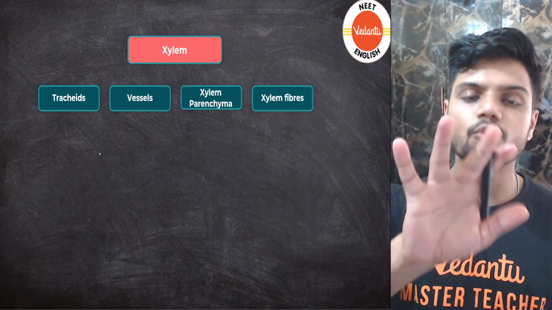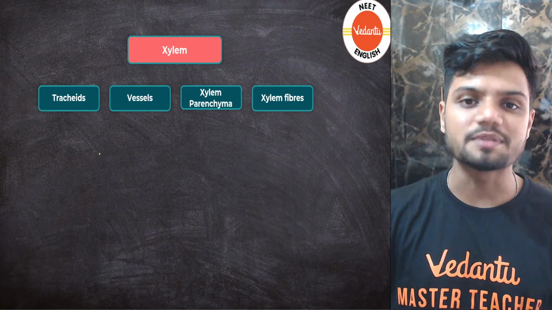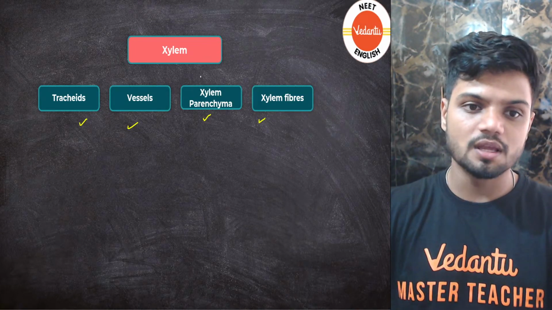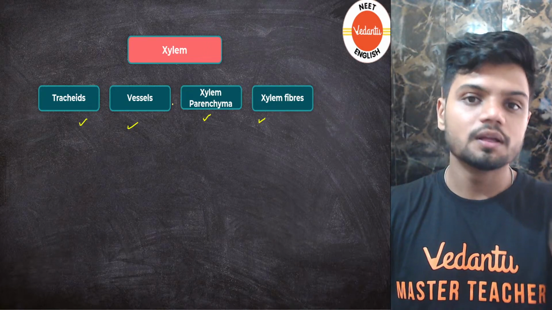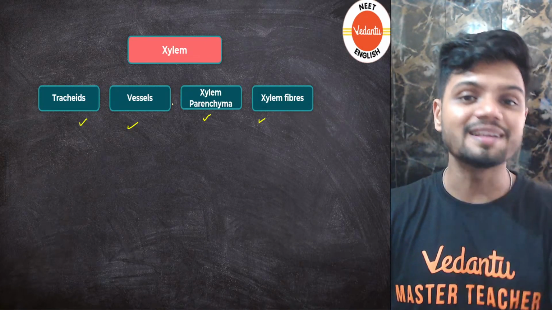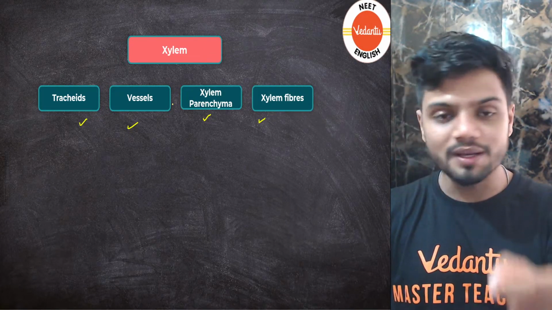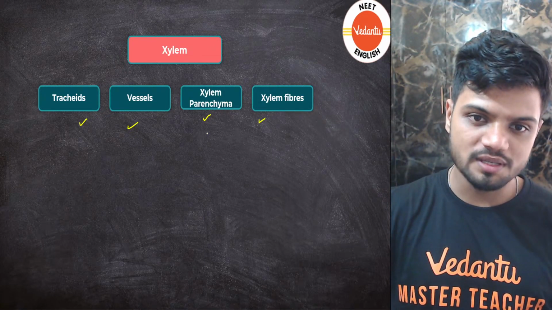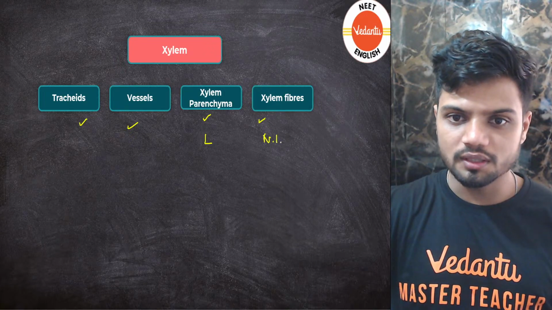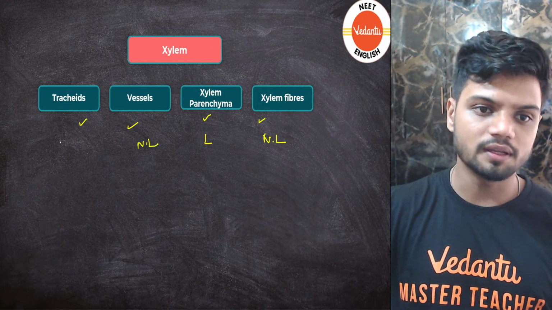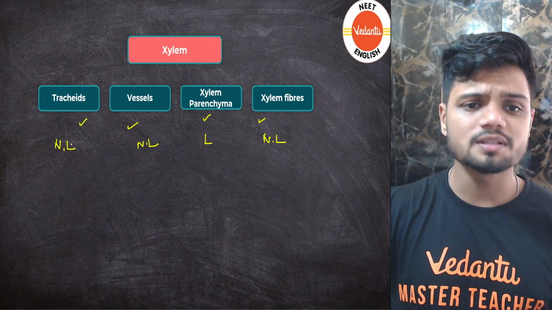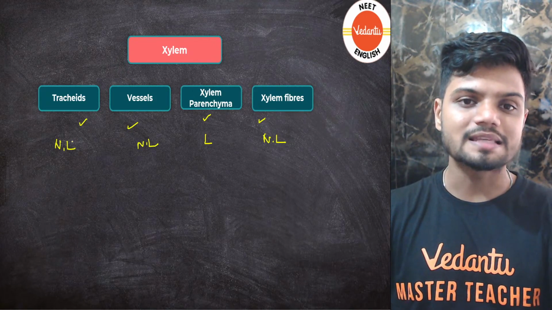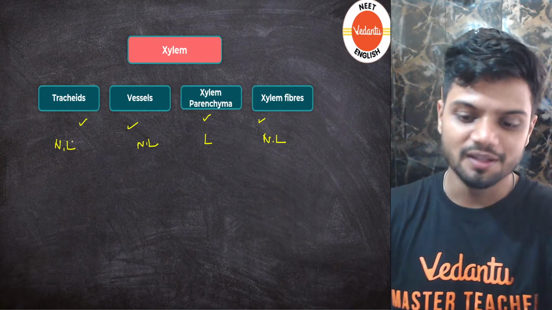Now xylem has four different types: tracheids, vessels, xylem parenchyma, and xylem fibers. Out of all four, three are non-living. Only one is living. Can anyone guess which one is living? Obviously, xylem parenchyma is living. All the other three, tracheids, vessels, and xylem fibers, are non-living in nature. Only xylem parenchyma is living. Now we will go one by one.